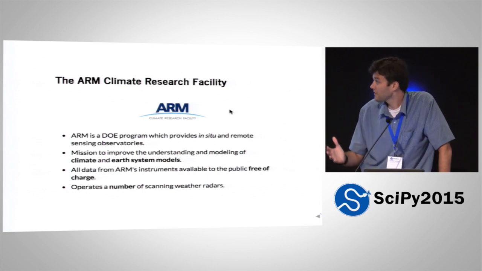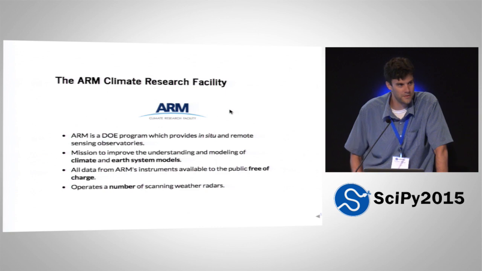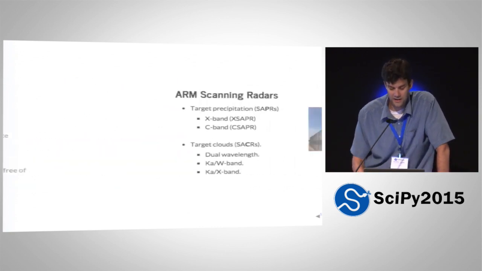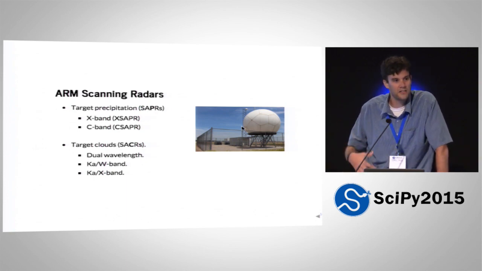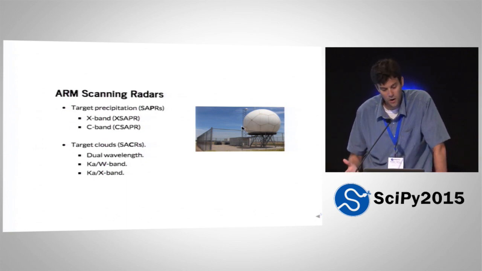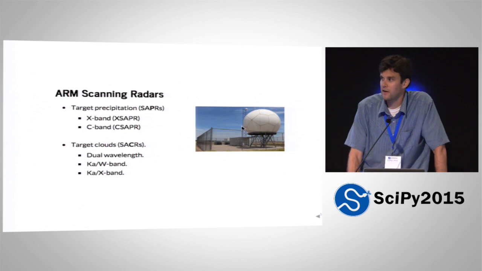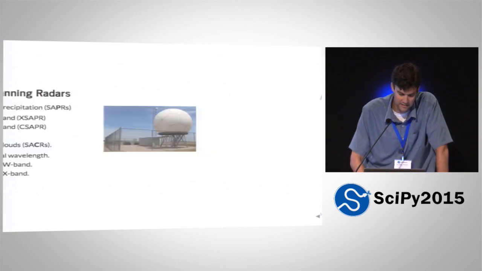It runs a number of instruments and makes that data freely available to the public. And we operate a number of scanning weather radars. We have basically two types. We have precipitation radars and cloud radars. All the cloud radars have two antennas mounted on the same pedestal, so we scan out the same region of air at two different wavelengths, which we're hoping can provide some interesting science.